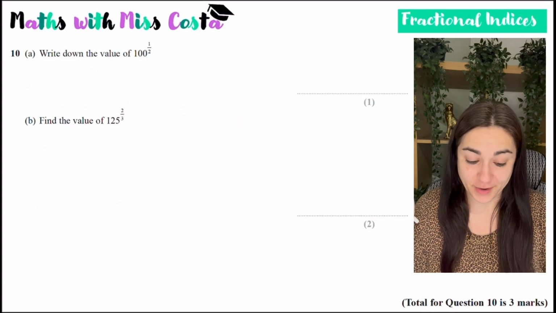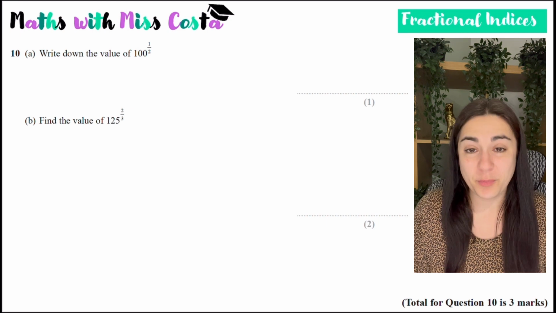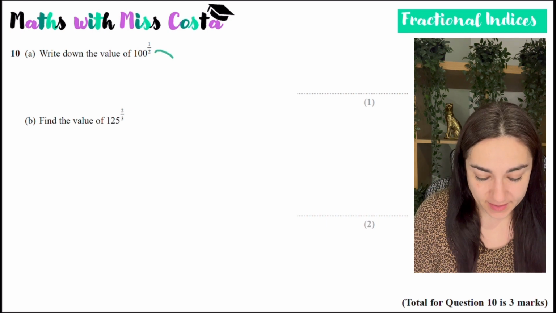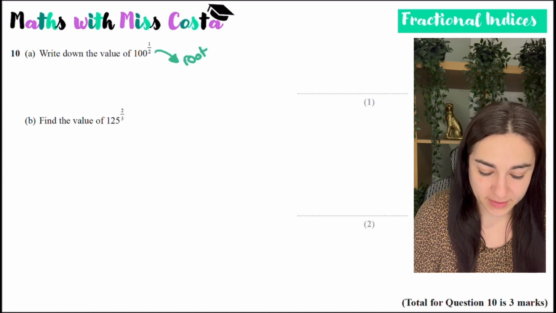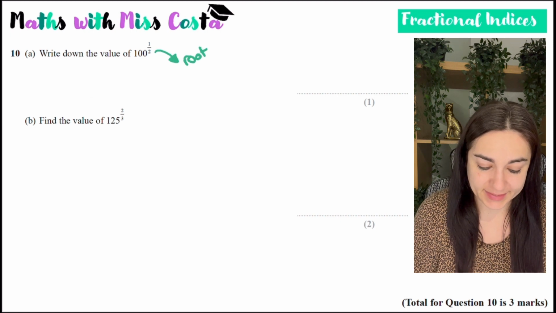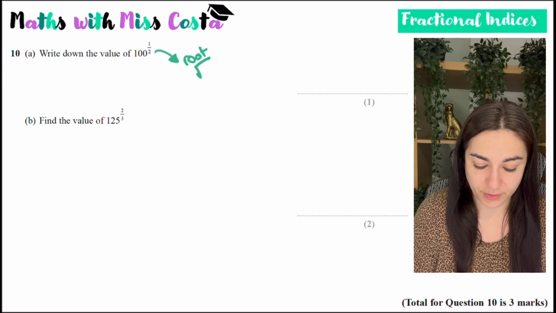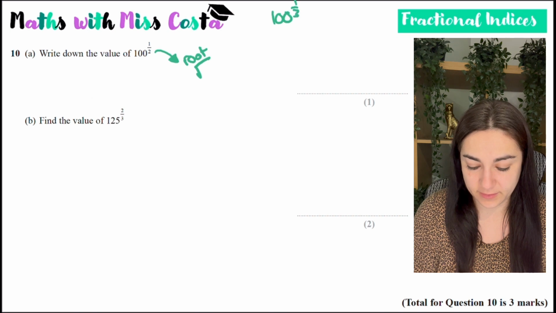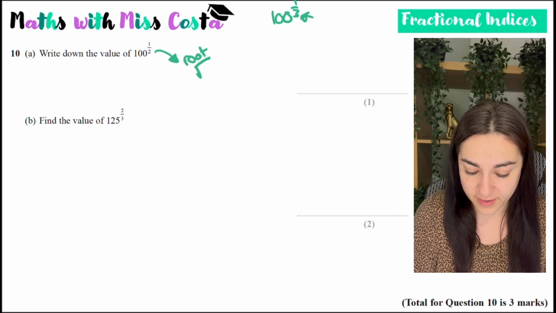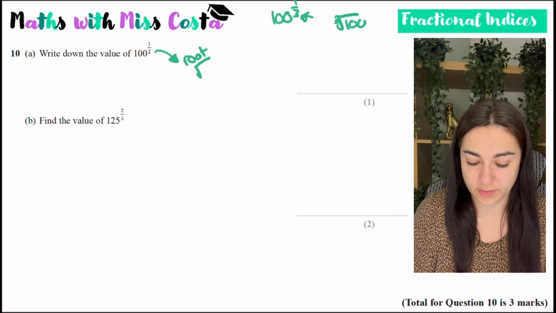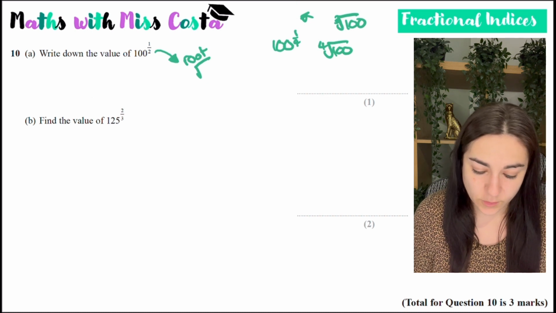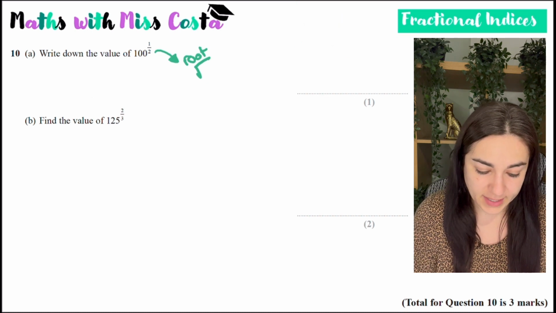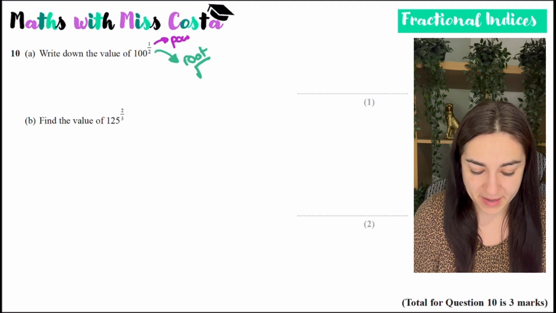So here I've got some fractional indices. So remember, when you're dealing with fractional indices, the denominator of the fraction tells you what you want to do the root of. So for instance, it's the root of 2, which is the square root. If it was 100 to the power of a third, you'd want to do the cubed root. If it was 100 to the power of a quarter, it would be the root of 4. So the denominator always tells you what you want to do the root of, and the numerator tells you what you want to do it to the power of.